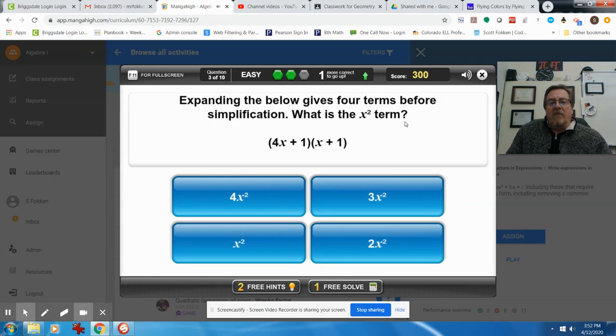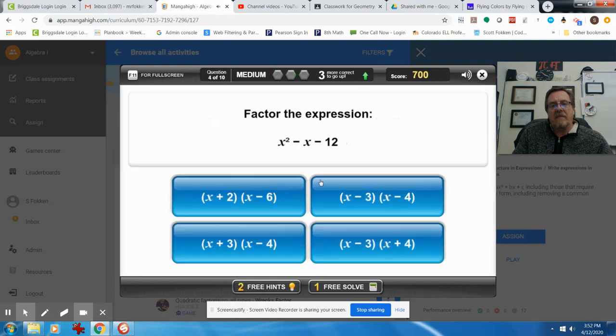If we were to FOIL this out, to expand it, what is the x squared term? Well, 4x times x is 4x squared. So I think we've got that one. We're already on medium. If we factor this expression, again, this is a review from the previous lesson.